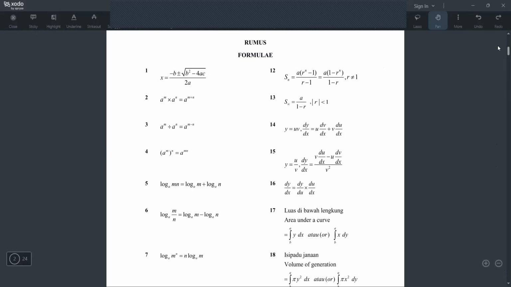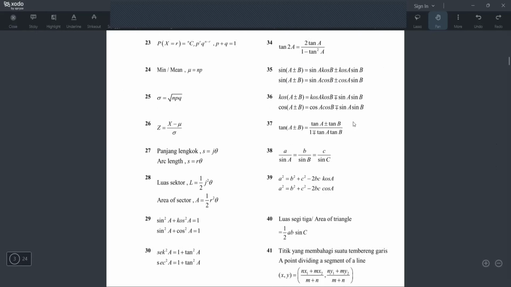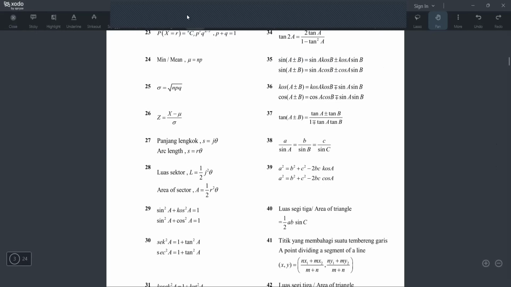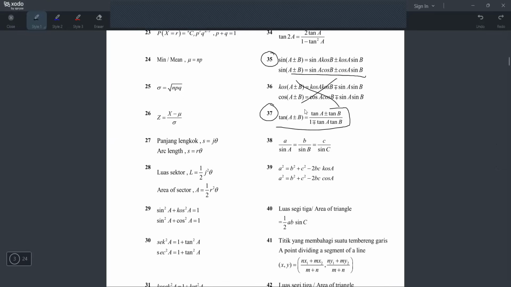Let's go to the formula part. Okay, the addition angle formulas are three, right? One is for sine, one is for cos, one is for tangent. The ones I'll be using here are this one and this one. This one, no, because the question only asks for sine and tangent, right? So the sine formula is this one. Okay, need to memorize, and then this one also need to remember. Okay, so let's go back there and write down these two formulas.